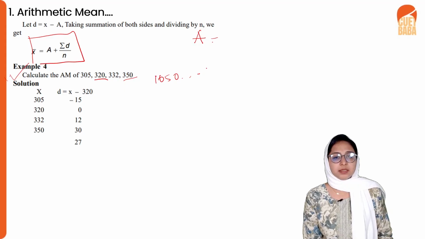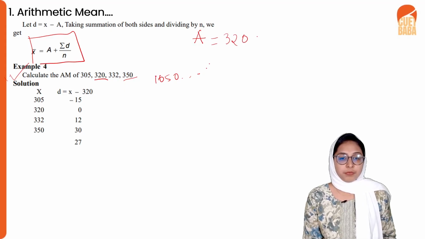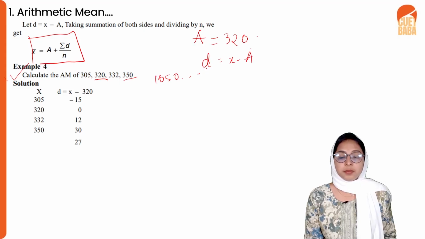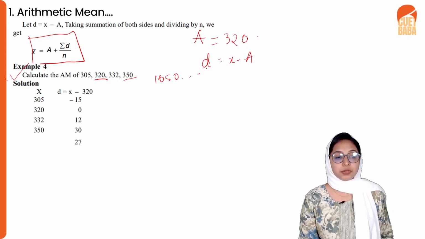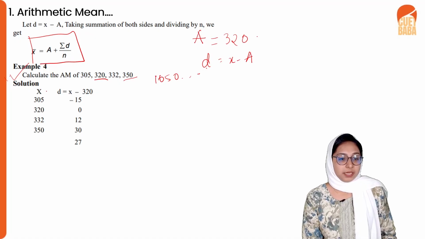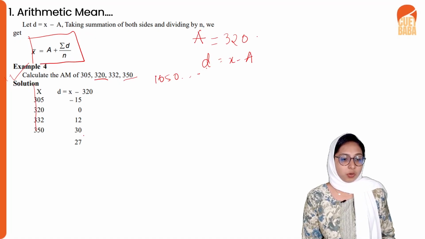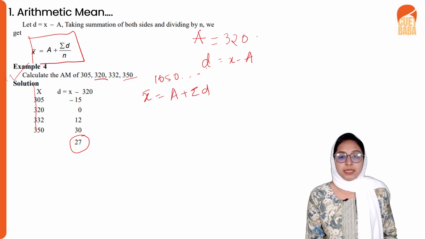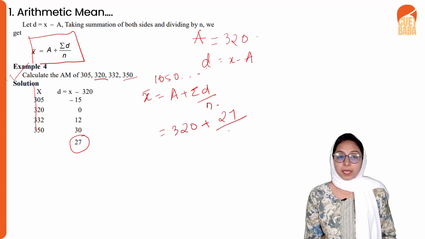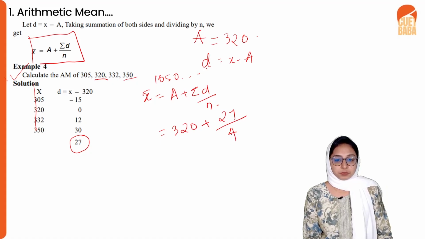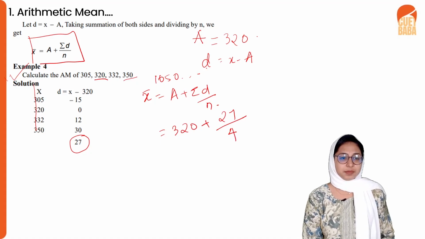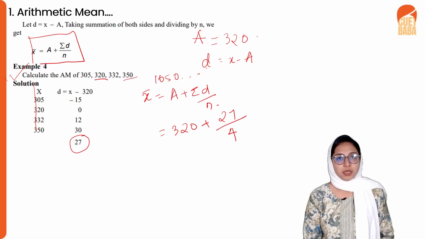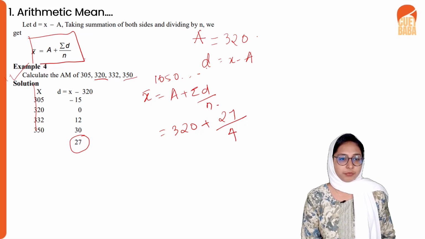So we take a as 320 and we find d such that d is x minus a, where x is nothing but the observations. We subtract 320 from each and every observation of x and find d, and the total of d is 27. Then x bar is equal to a plus summation d by n, which is nothing but 320 plus 27 divided by 4, where 4 is the total number of observations. This is the shortcut method. Similarly, there is a shortcut method for frequency data too. We just multiply the frequency f into this d.